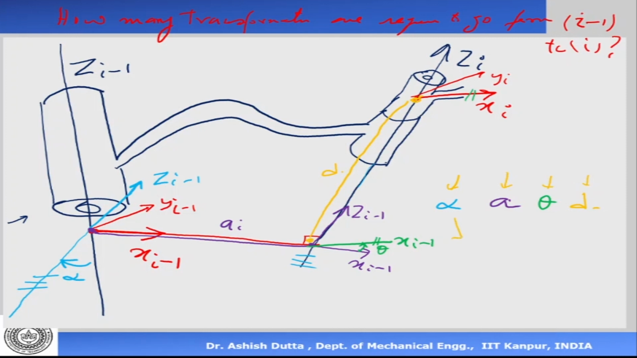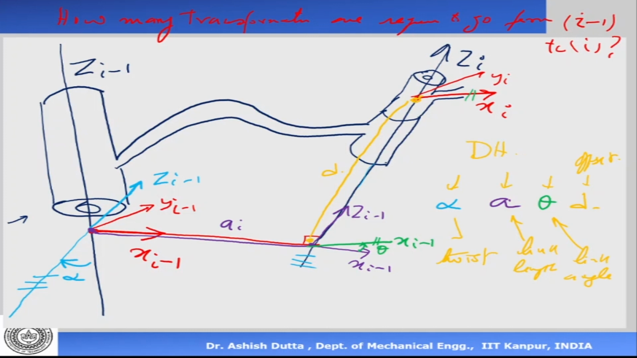This alpha is called the link twist. This is called the link length. This is called the link angle, and this is called the link offset. So these are 4 parameters, and these 4 parameters are called the DH parameters.